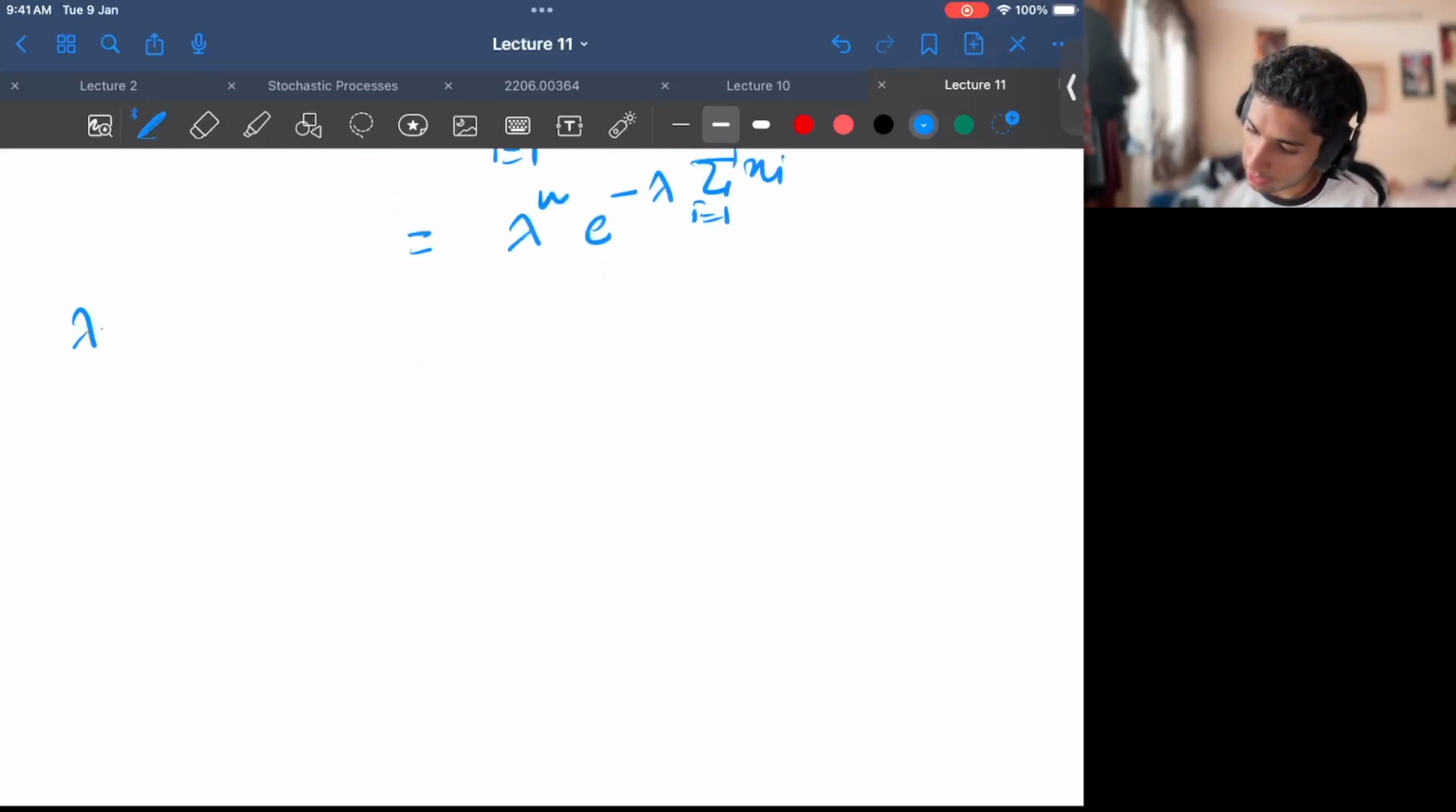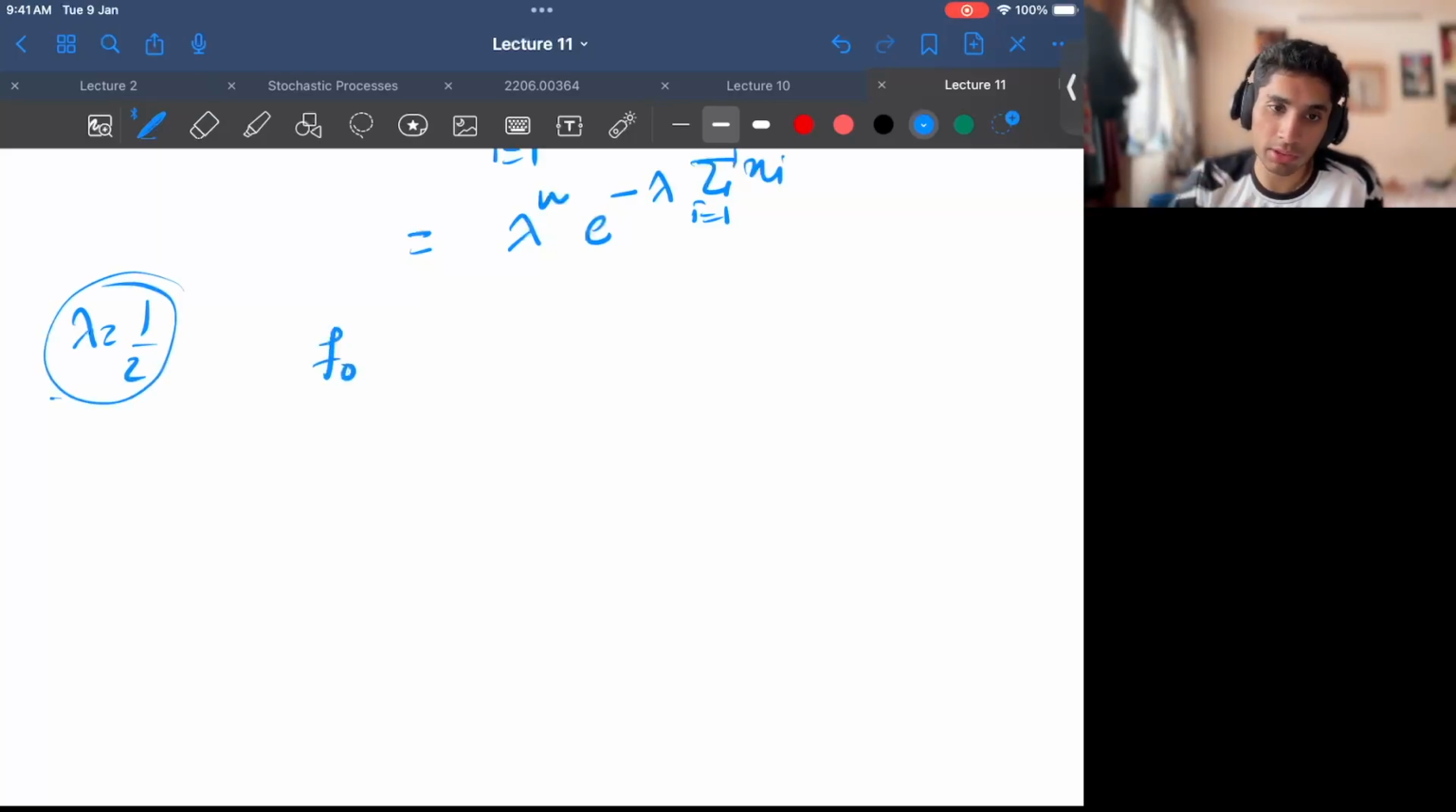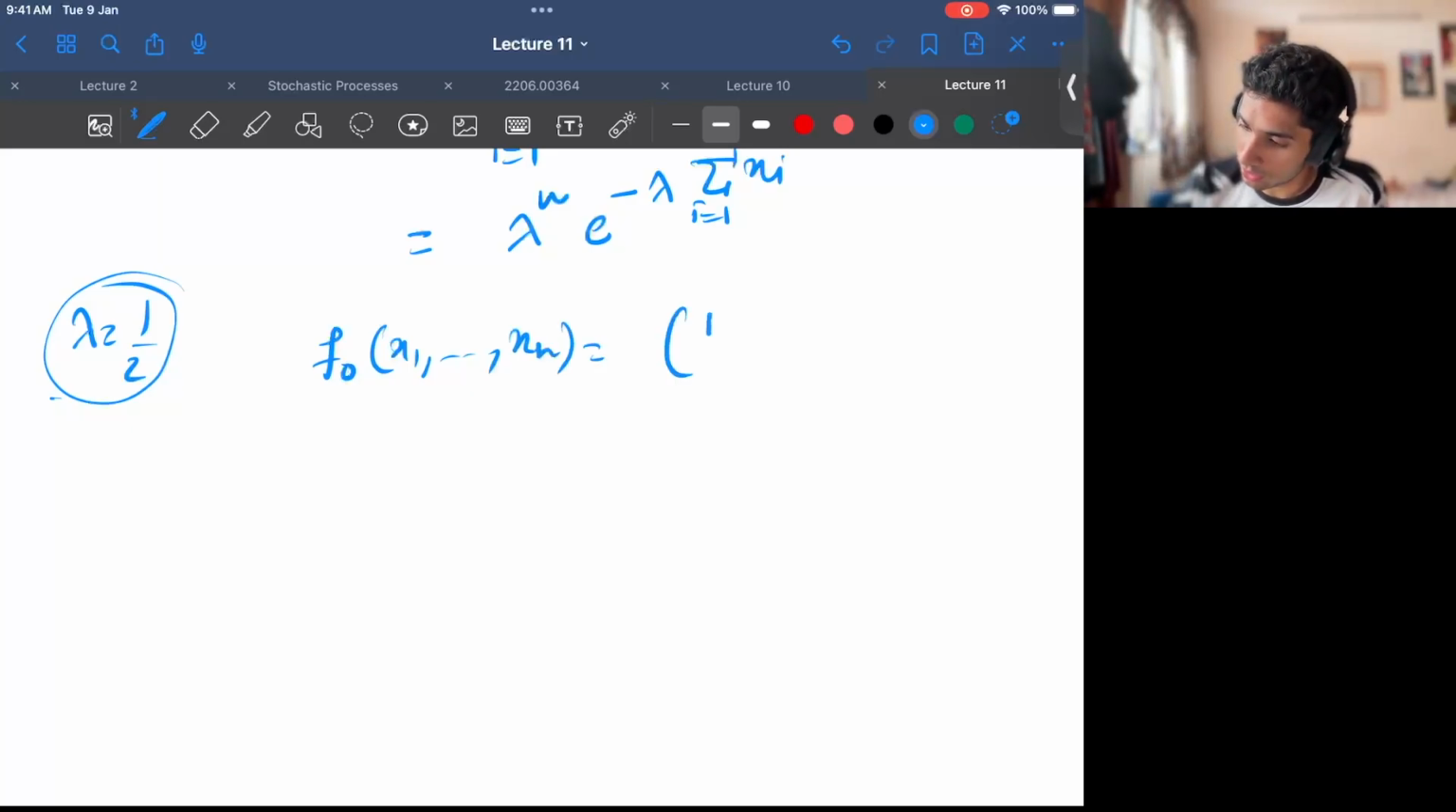Therefore, for lambda equal to half, what will be the distribution under the null hypothesis? That will be simply, you just substitute lambda to be half here: half raised to n, e raised to minus half summation xi, i equal to 1 to n.